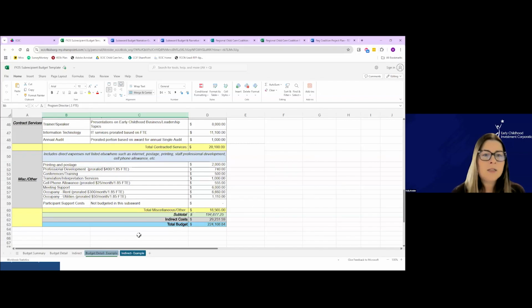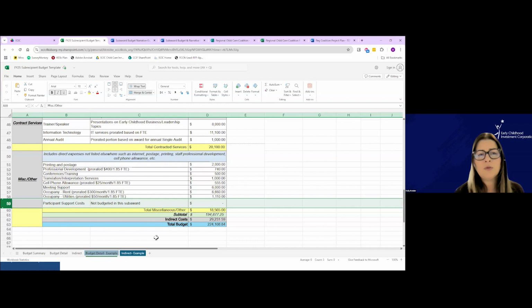I do want to call attention to the very last line. It's line 59 here, the participant support costs. Joan talked previously about how parent leader support will be an important aspect of this project. And so while this example says there's nothing budgeted in this sub-award, that's an area we will be looking for in your budgets.